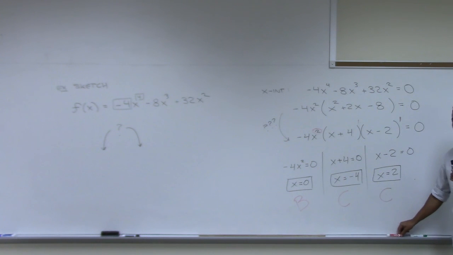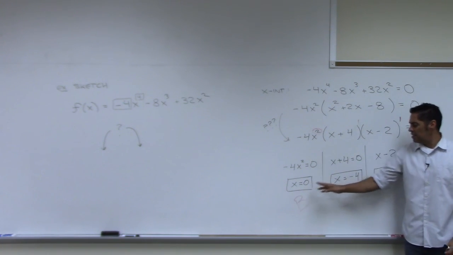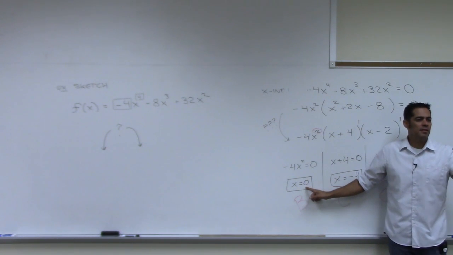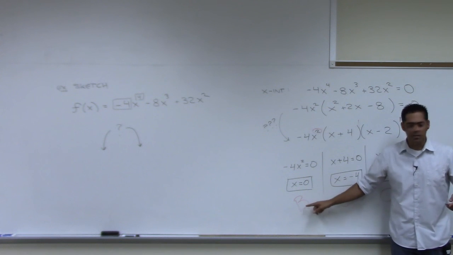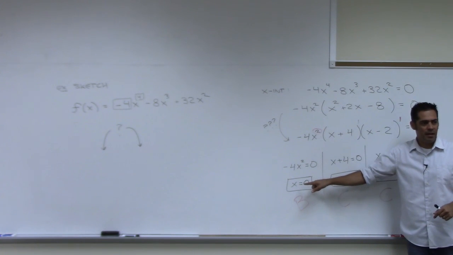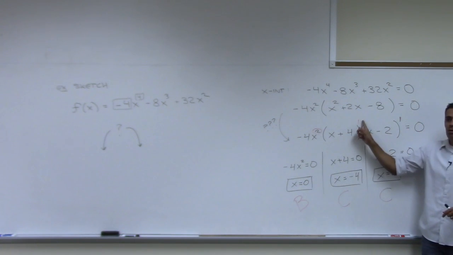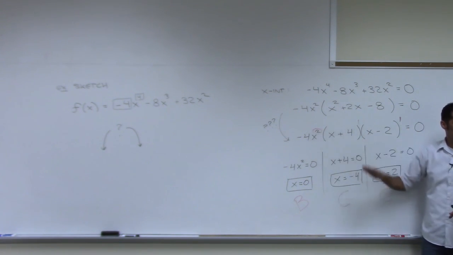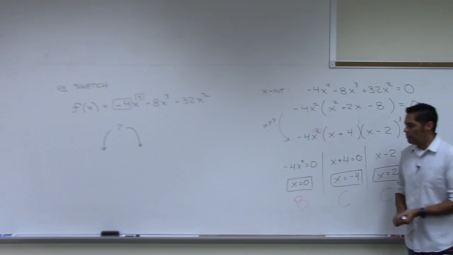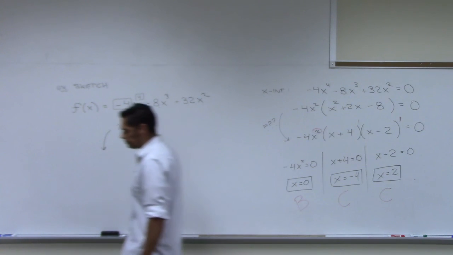Common mistake that I see is that students will look at these numbers, their x-intercepts, and they will say, oh, 0 is even, so I'm going to bounce. Or they'll say, oh, 2 is even, so I'm going to bounce. You're not looking at the number to figure out crossing and bouncing. You're looking at the power on the factor. That's what determines cross and bounce. Understand the difference? All right, I'm ready to draw a quick sketch.